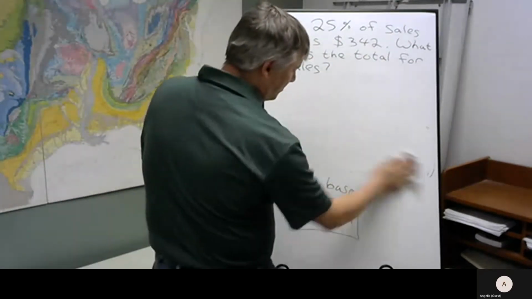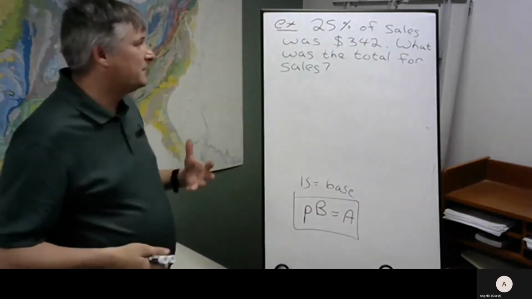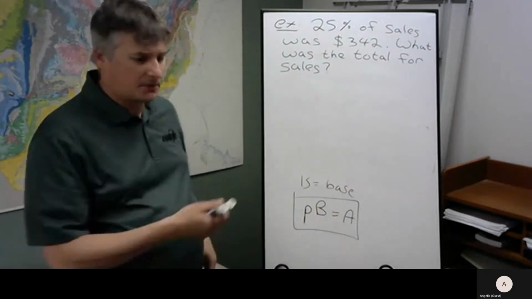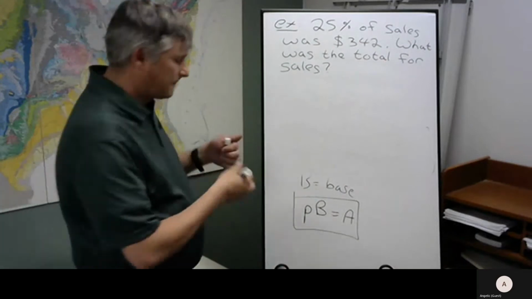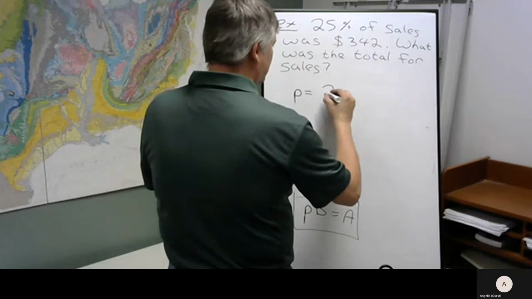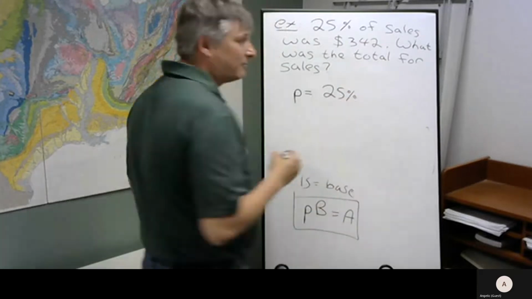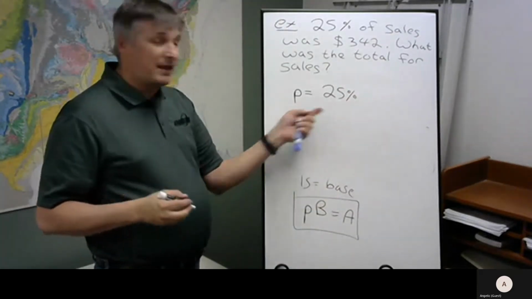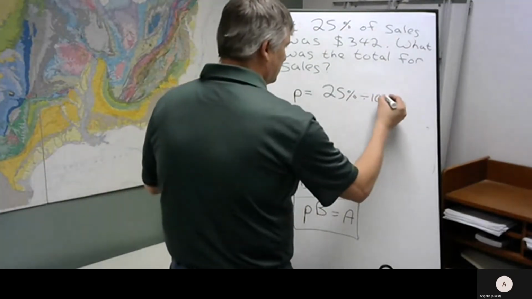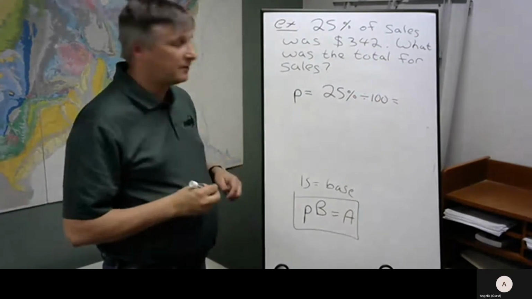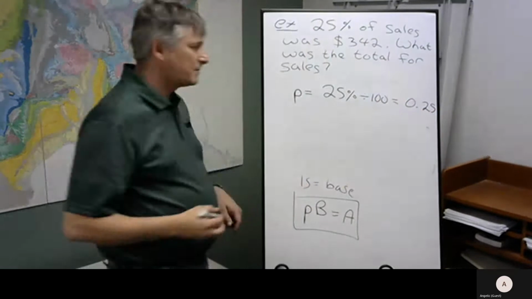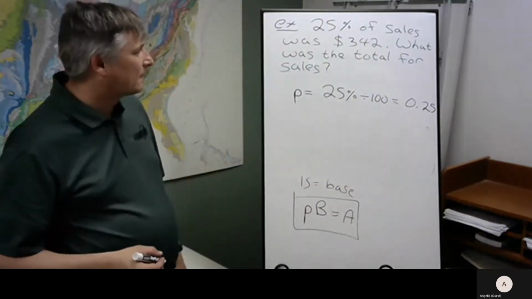So just like with the proportion, what you're going to need to do is identify the part, the base, and the percent, or the amount, the base, and the percent. Well, the percent's easy. It's 25%, but we've got to divide by 100 to make it a decimal, or move that decimal point 2 spots to the left. So you want to remember to convert this to a decimal.